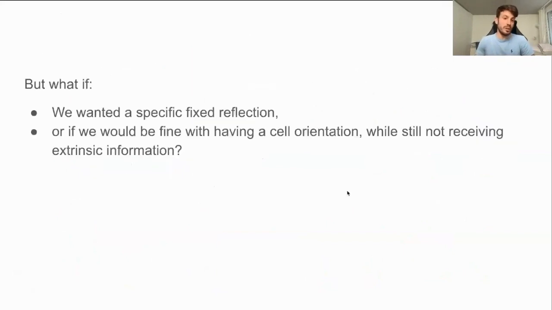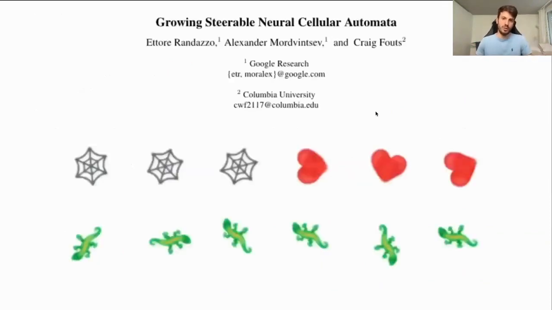But what if we wanted to have a specific fixed reflection? So, we do care about having a specific reflection, or the problem is not the anisotropy or isotropy per se, but that we actually don't want to have this extrinsic information. We want cells to organize themselves, and they can have their own orientation, but it just has to be themselves deciding it. Well, this is what we're going to talk about with growing steerable neural cellular automata, where in this case you will see that we will generate lizards of all possible rotations, but always the same reflection.